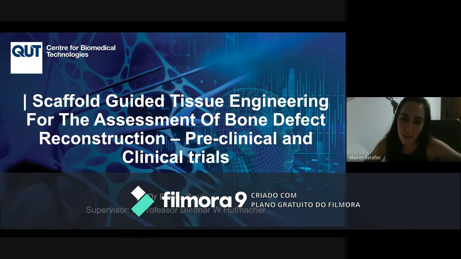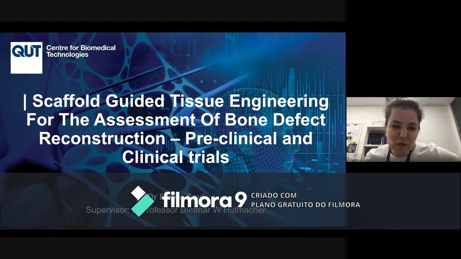So, guys, as I told you in our first class, Flavia is from QUT, that is Queensland University of Technology in Australia. And she will be here today sharing her expertise in 3D printing and, how can I say, tissue engineering. So, Flavia, I will let you introduce yourself and your field. And when you feel ready, you can start.